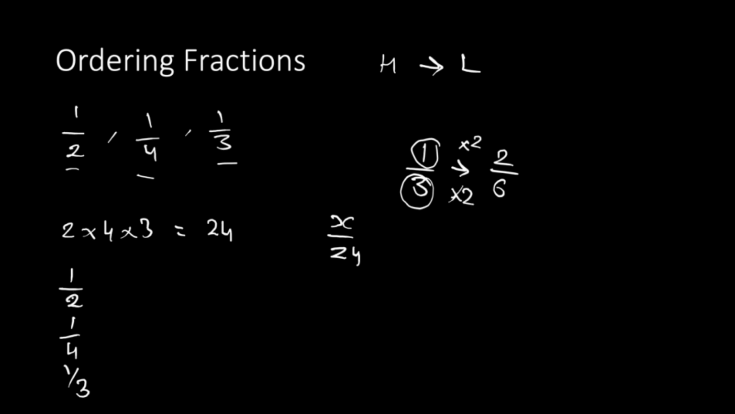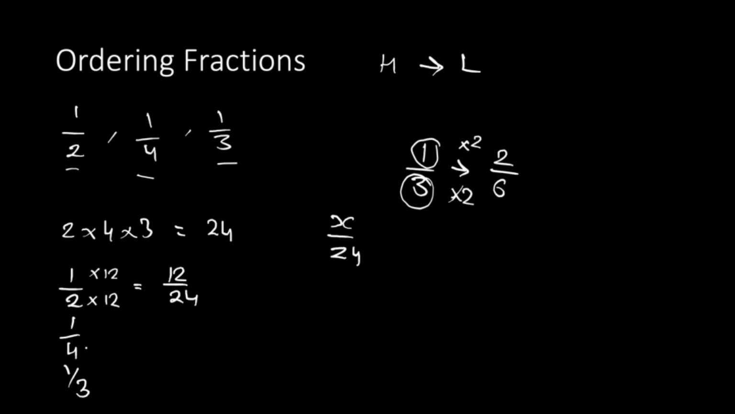A half, how do you convert this to a number over 24? 2 times 12 gives you 24. So 1 times 12 will give you 12 over 24. 12 over 24 is half, but just in another form.